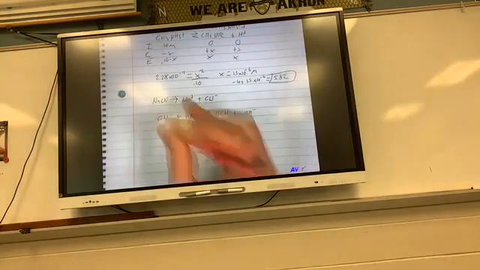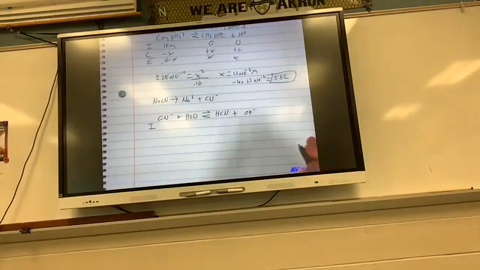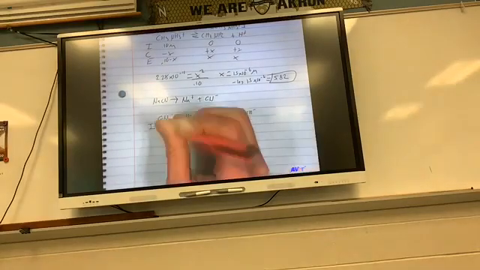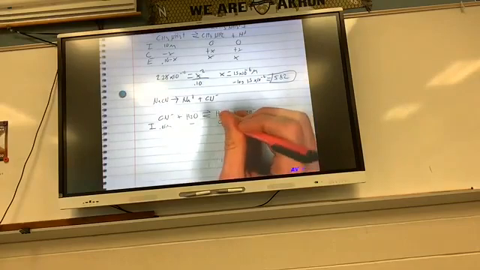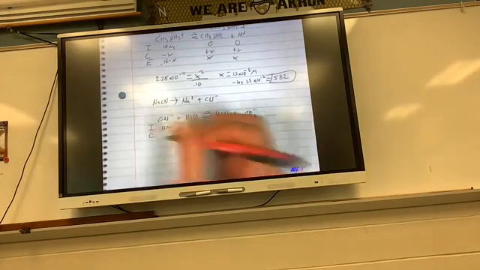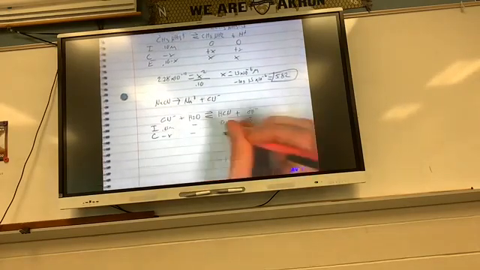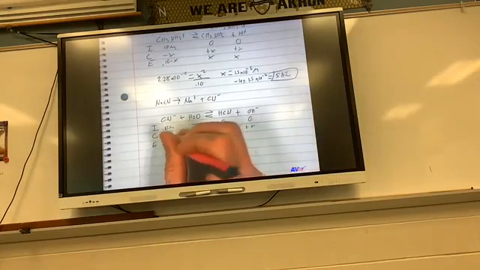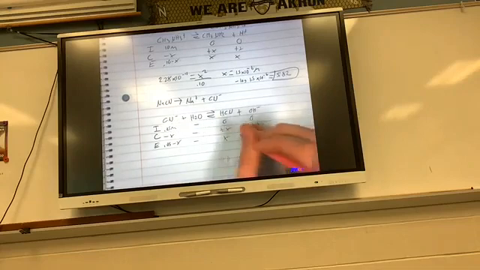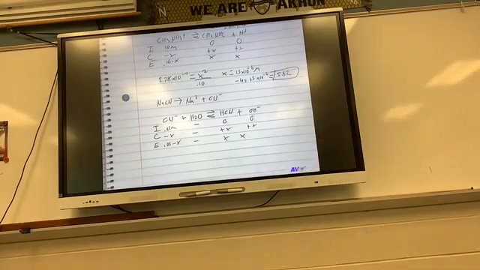So, initial for my CN is, they gave me 0.05 molar. Water's not part of it. 0, 0. Change, minus X, not part of it. Plus X, plus X. Equilibrium, 0.05 minus X, not part of it. X and X. My Kb.